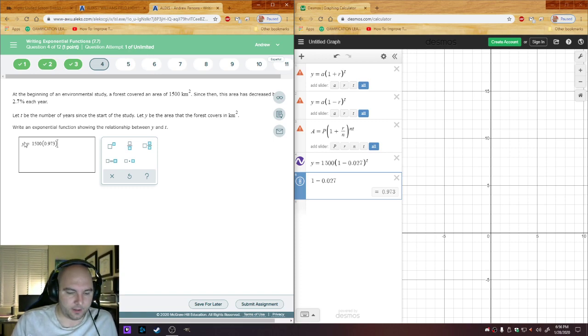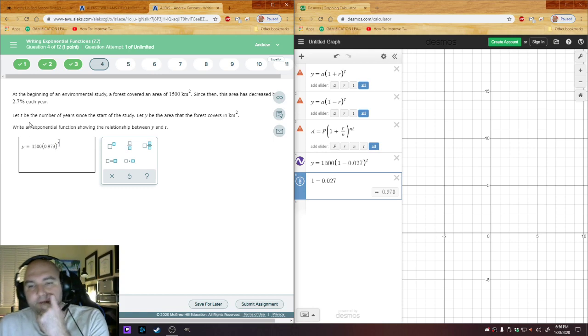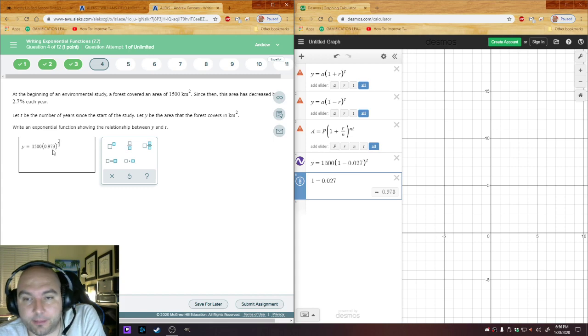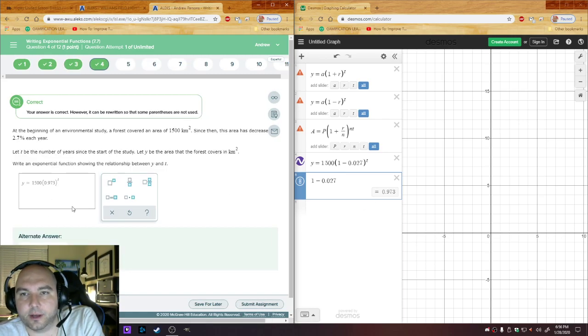(0.973) to the t. The key difference between growth and decay is when you have a decay, there should be a number less than 1 that's being raised to the power, or in my case is in the parentheses. On the previous problem, the number in the parentheses was greater than 1, barely. Usually is barely, honestly. So less than 1 is decay, more than 1 is growth. So you can be sure you're doing decay correctly if it's less than 1.